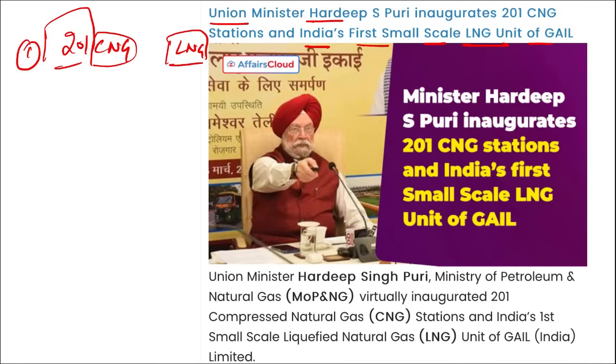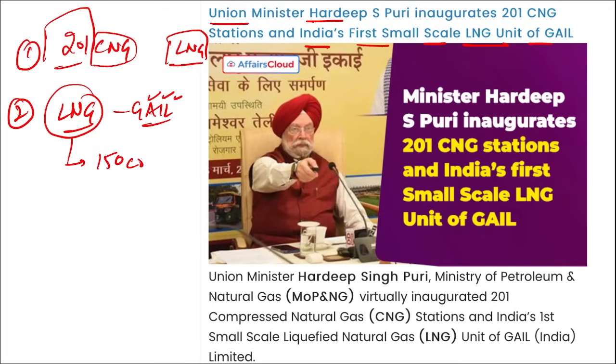So two things. First is 201 CNG stations, and second is the first small-scale LNG unit of GAIL, that is Gas India. GAIL is the Gas Authority of India Limited, right? And these 201 CNG stations were set up by 15 city gas distribution entities of the GAIL Group. They are in 52 geographical areas across 17 states, right? And the India's first small-scale LNG unit of GAIL, that is Gas Authority of India Limited, was set up with a project cost of 150 crore rupees.